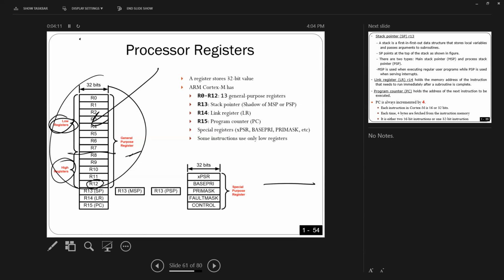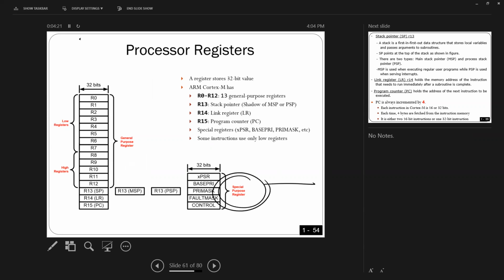Again, general purpose means you can use them in your program, and that's what we're going to do tomorrow. That's what we're going to do all the time. And then we have other registers, we call them special purpose. Again, you can tell from the English name what special purpose means. That means you cannot use them to store your data; they have a special functionality.